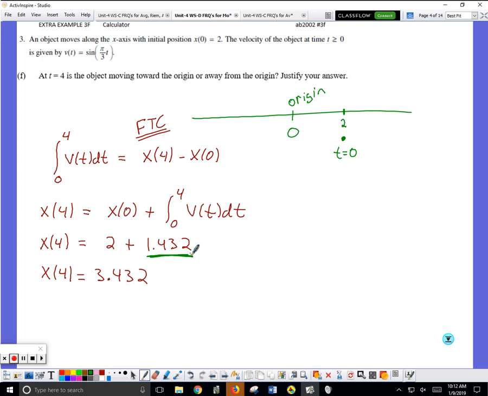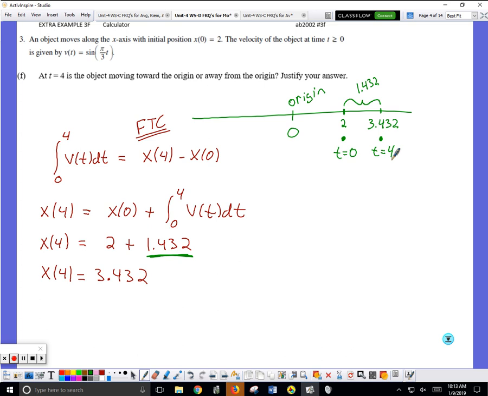Okay, so it is at that position. So I was at 2. The change in my position is the 1.432. Therefore, my new position is 3.432. Did that answer your question, Brendan? Yeah. Good point. Anyone else want to talk?